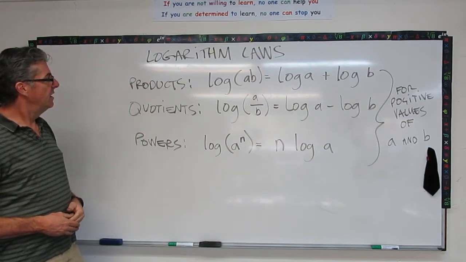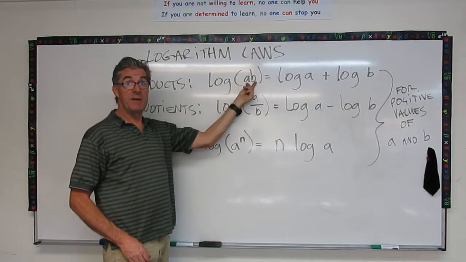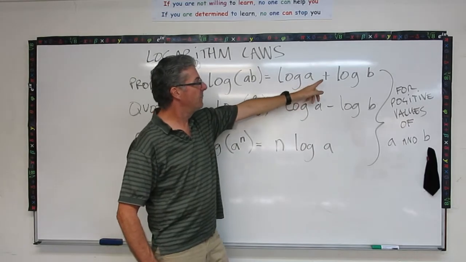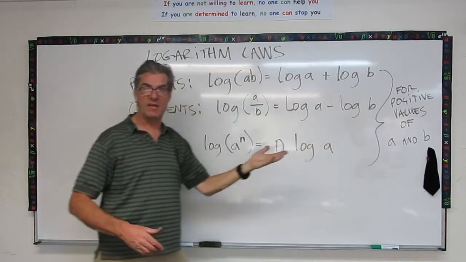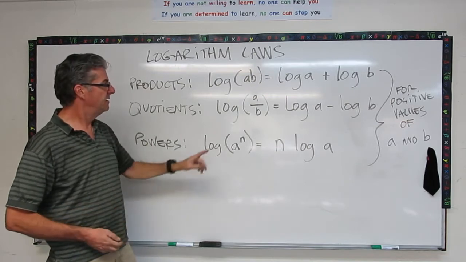Okay, so products is if I have the log of two things that are being multiplied, that's the same as the log of the first thing plus the log of the second thing. Okay, so pretty straightforward law. In fact, all these are pretty straightforward.